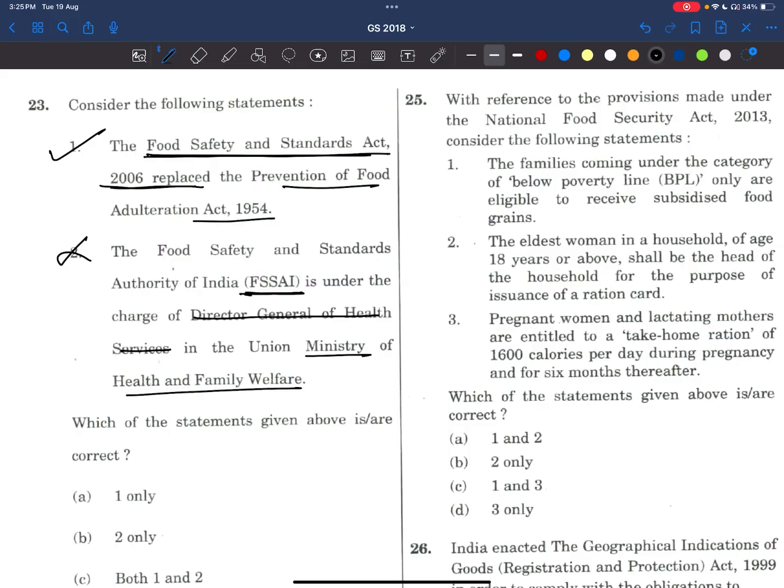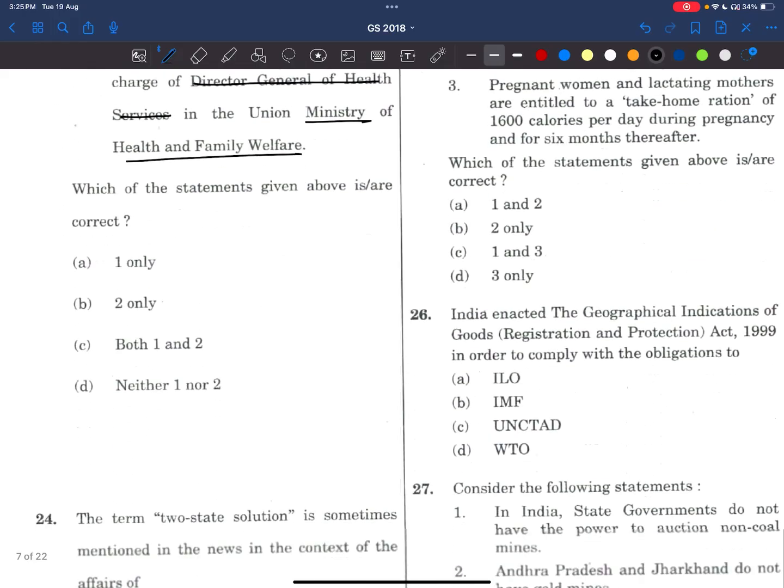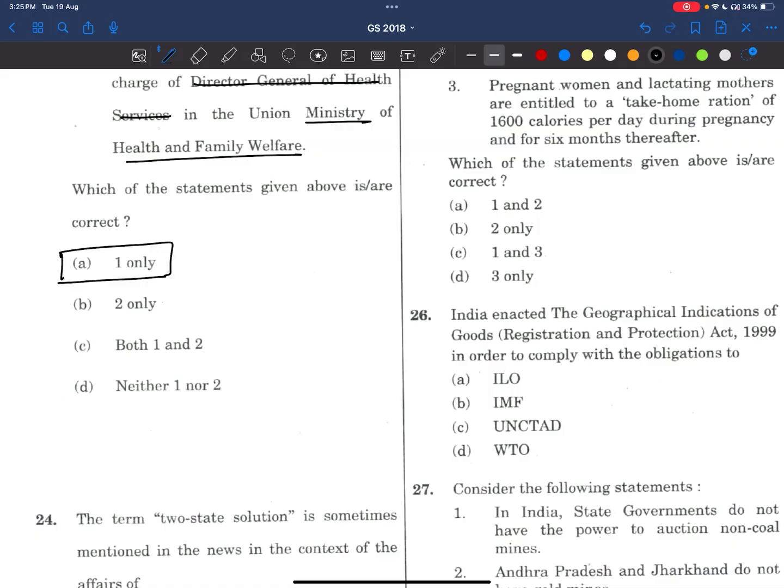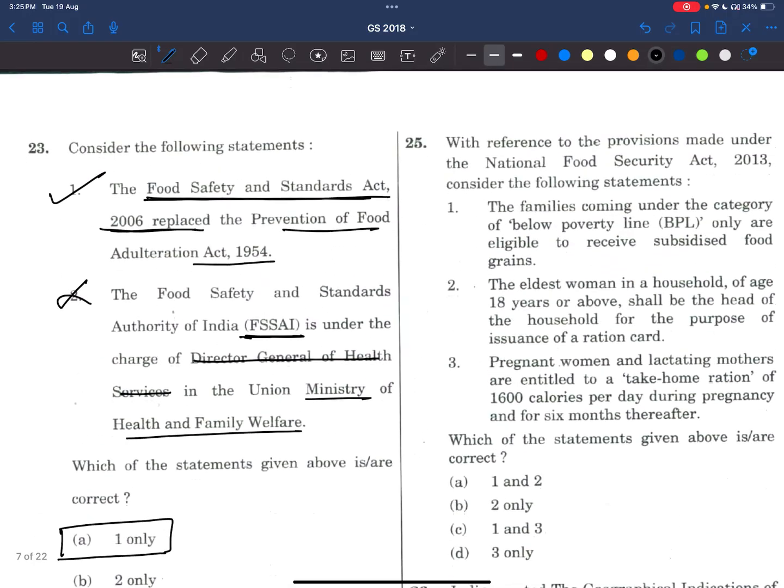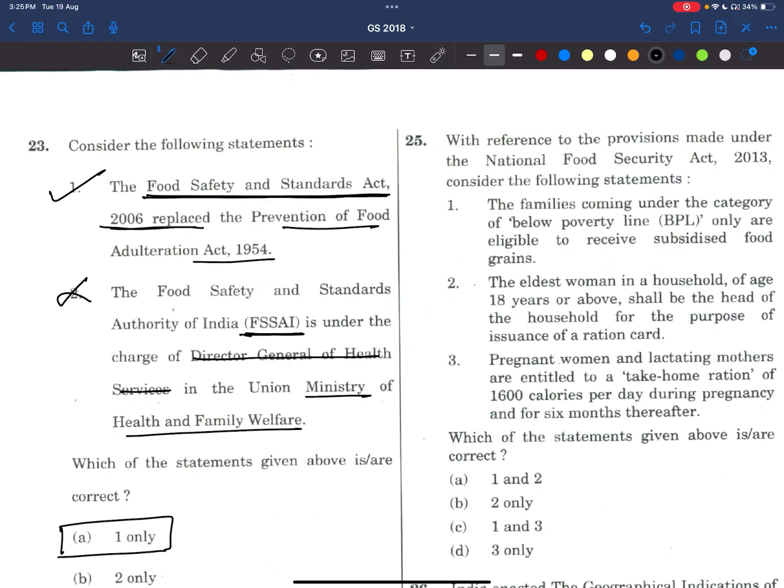Okay, now, here the answer is only 1. Now what we have to do? We need to read about the Food Safety and Standards Act 2006 and also FSSAI. What are its functions? FSSAI functions are very important. We read in the APMCs, MSPs, procurement of food grains, all these things. FSSAI plays a crucial role, right? So we need to make notes on all those things and revise all these chapters.